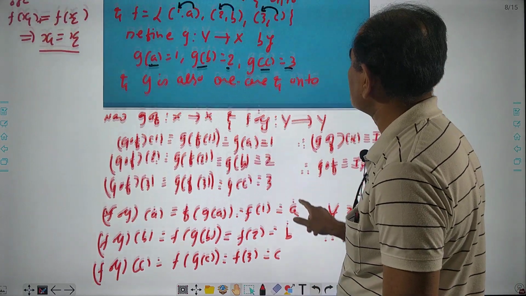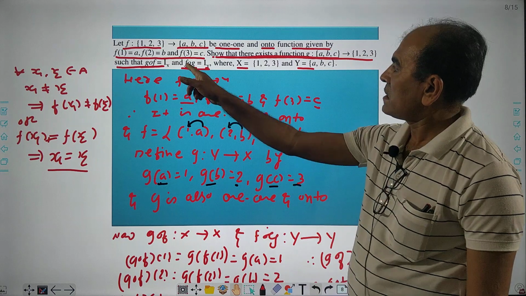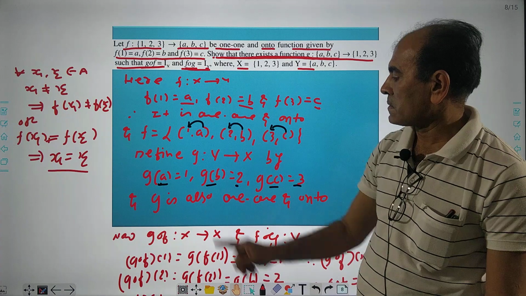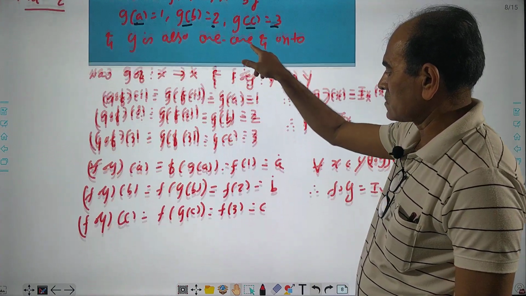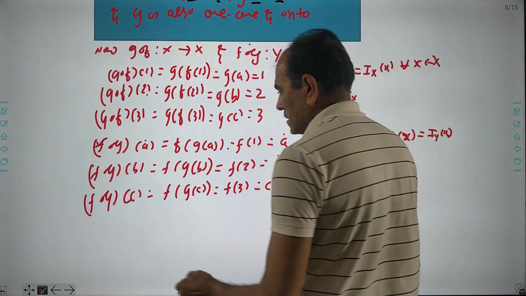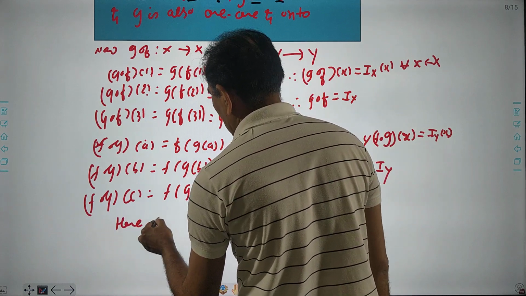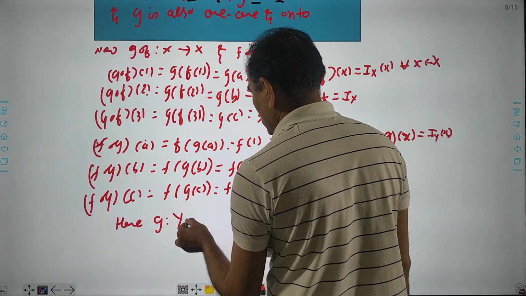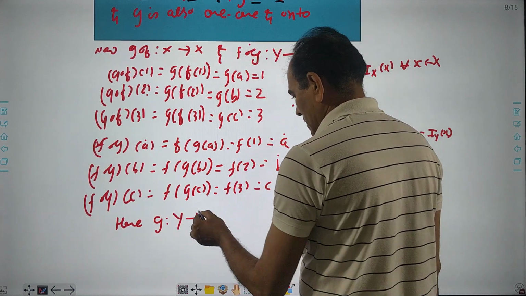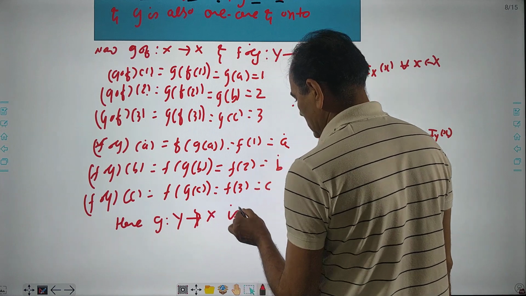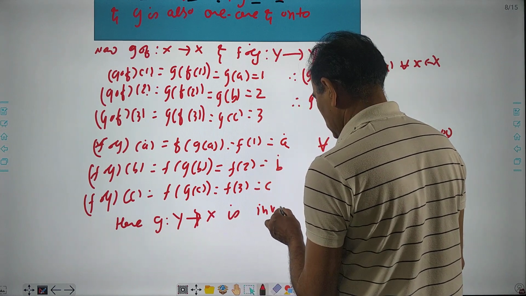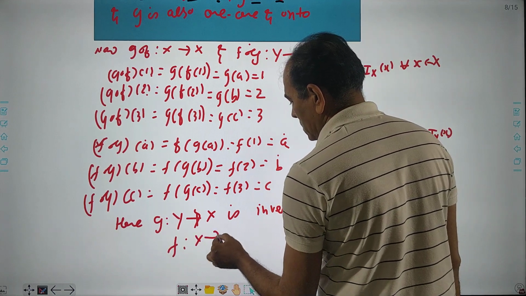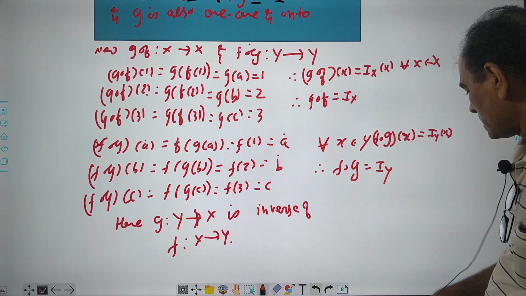What we want to see here, here we want to show that for this function f of g is equal to Iy and g of f is equal to Ix. So here we can say that g is also an inverse. See, that is an extra part. Here g from where to where? g from y to x is the inverse of f from x to y also here.